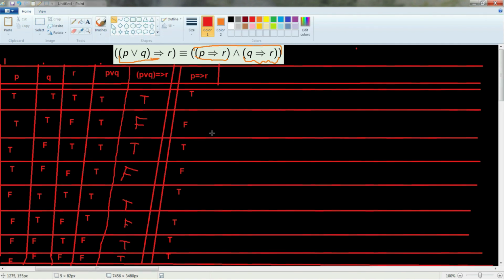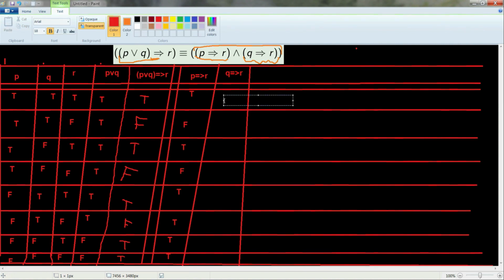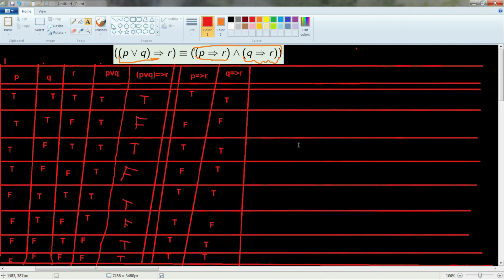Okay, so now I need to do the same thing with Q implies R. So for the first line, I have true implies true, that's true. True implies false, that is false. False implies something, so that's always true. Same for the next line. True implies true, that's true. True implies false, that's false. And then again, the hypothesis was false, so I get trivially true.